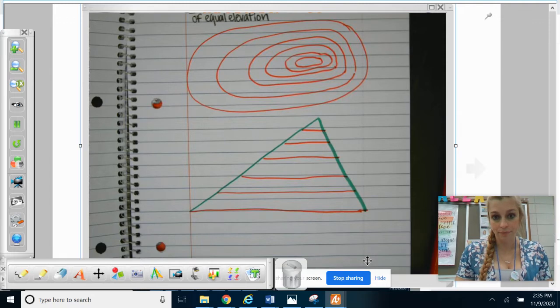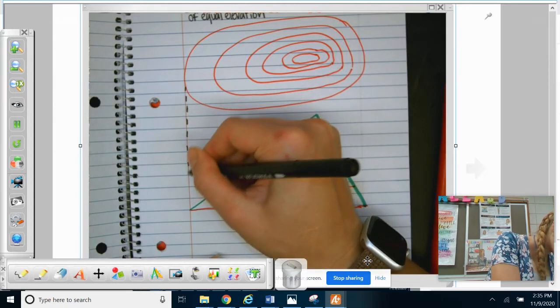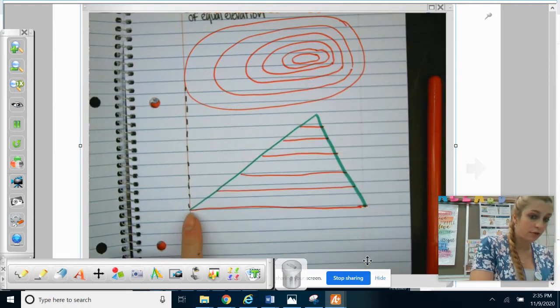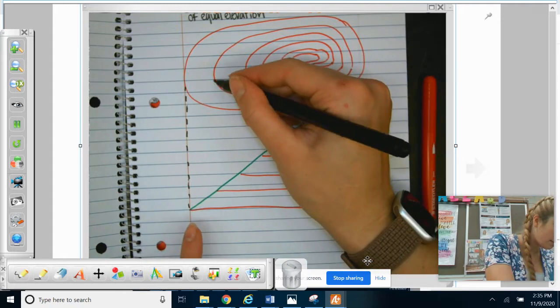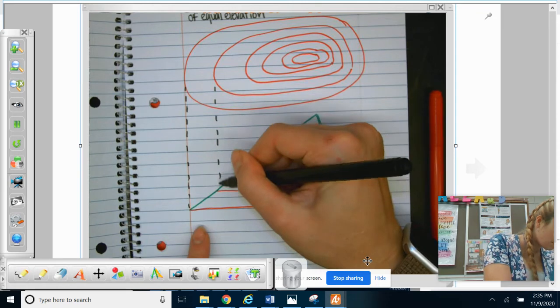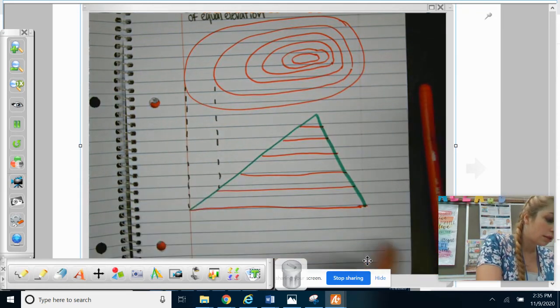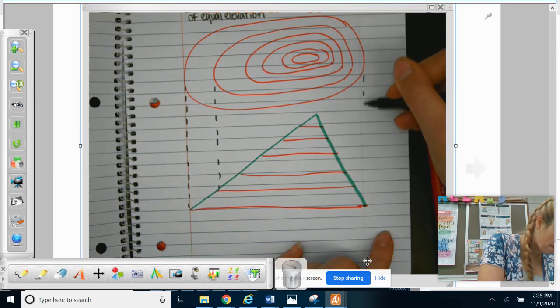Let's compare. So watch what I do. I'm going to draw a little dotted line from the outer part of my circle down over here, and I'm going to do the next one too. Okay, notice there's quite a bit of space between those two lines. Let's do the same thing over here.